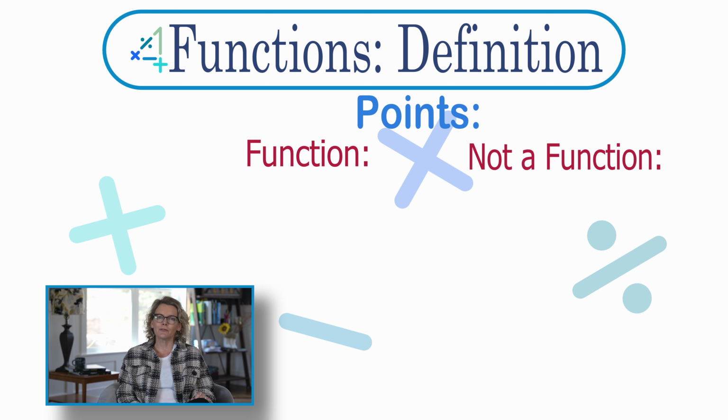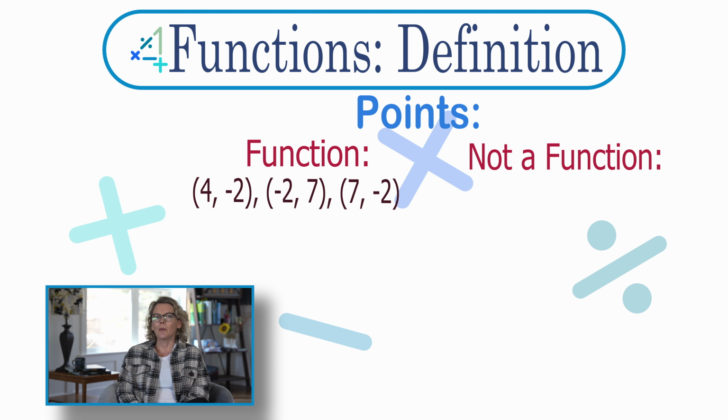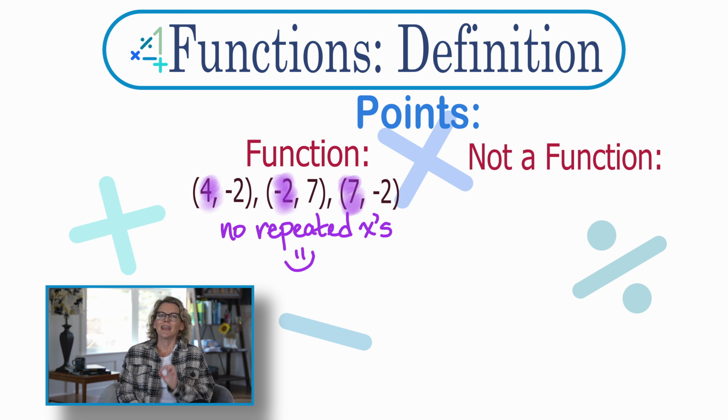Obviously, we will have a different strategy to determine if a relation is a function because there are no arrows when we just have points. Take these, (4, -2), (-2, 7), (7, -2). Remember that the first numbers are the x's, 4, -2, and 7, and we don't have any repeats. So these points are a function. It's okay that there are two y's of -2. It's only the x's that we have to worry about.